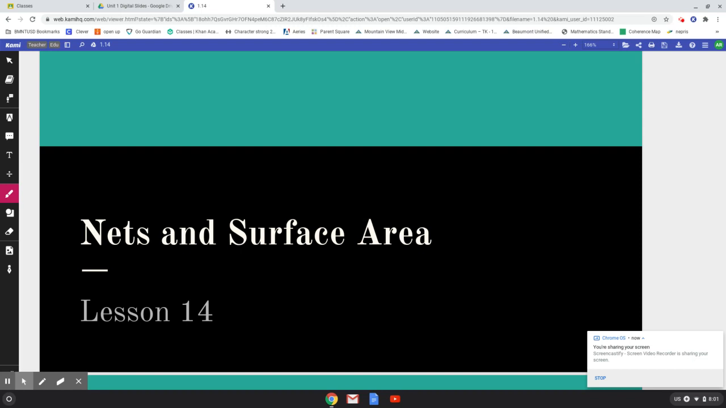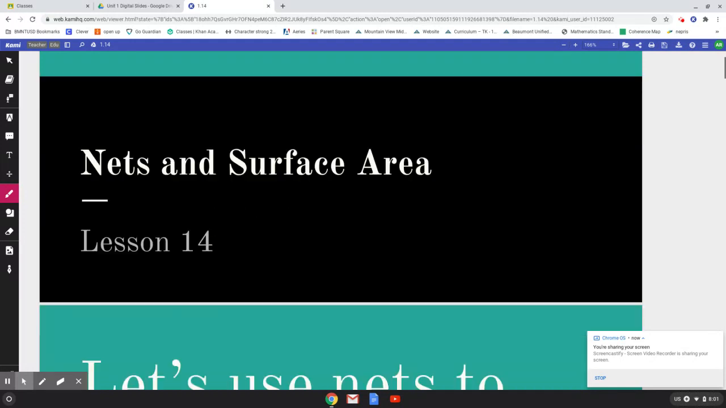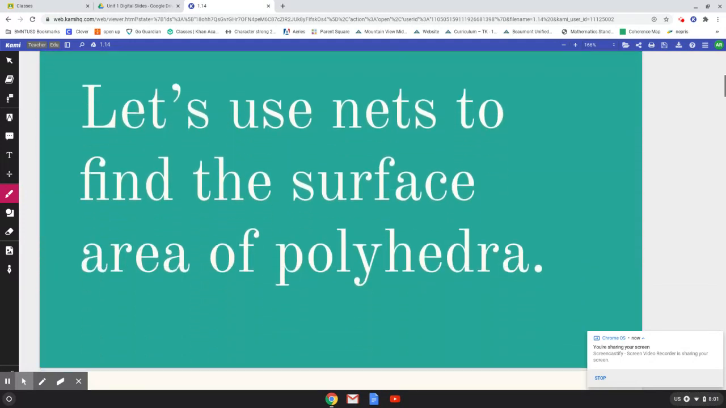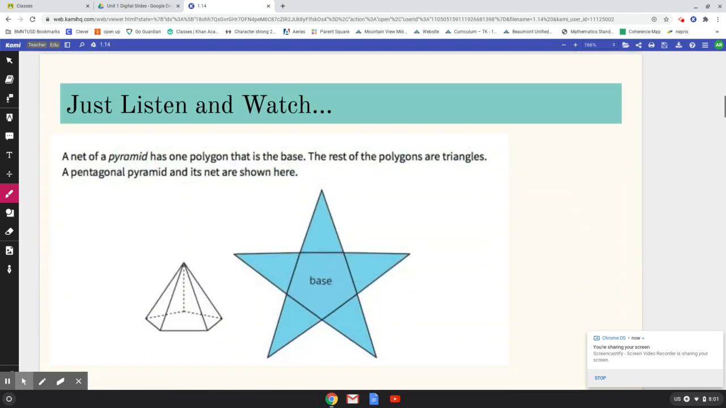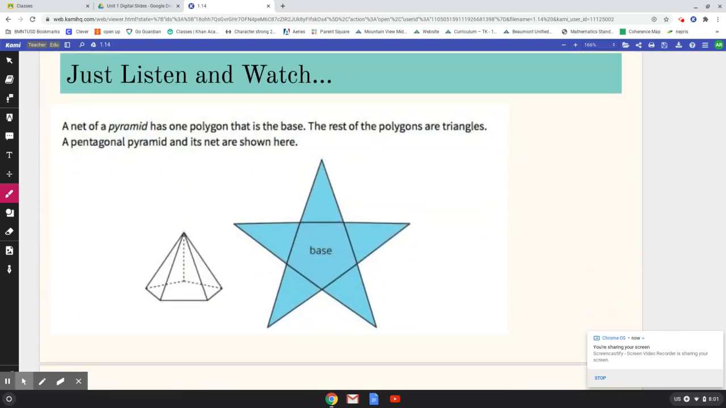Okay, guys, we're going to deal with nets and surface area today. So we're on lesson 14. It says, let's use nets to find the surface area of polyhedra. So you're just kind of watching and listening.